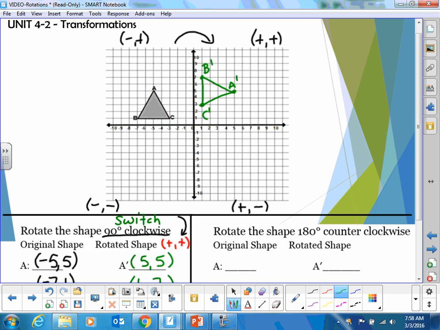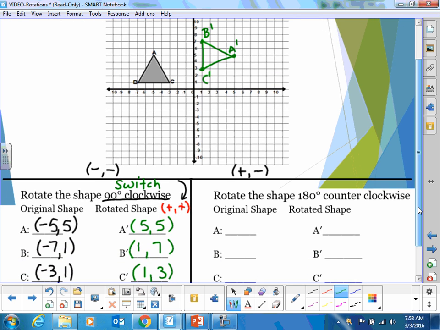I'm going to let you guys try the 180-degree counterclockwise rotation. I will tell you that with counterclockwise and clockwise, if you're going 180, you're still just moving two quadrants. So if I move 90 degrees to the first, another 90 would put me in the fourth. Remember, it's just going diagonally, so it doesn't matter if I move clockwise or counterclockwise.